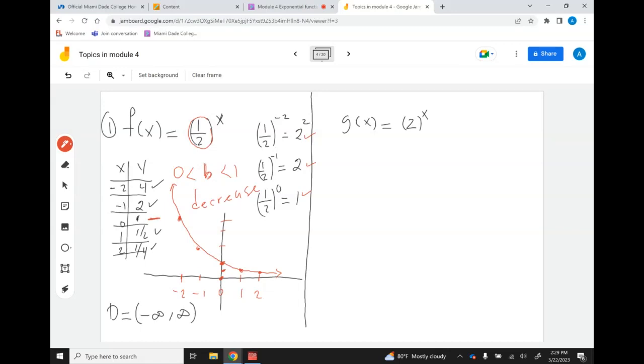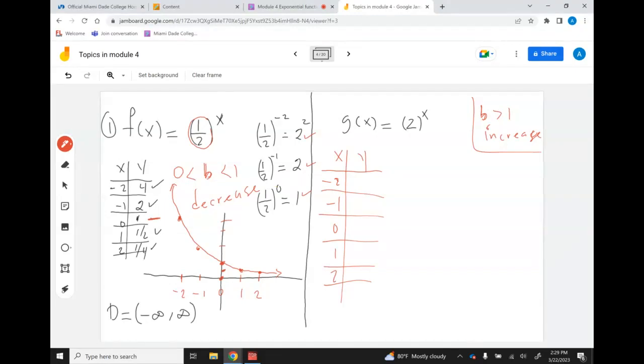All right, let's do g of x. Now this time the base is 2. And I can tell you as a general statement that when the base is greater than 1, in this case 2 is greater than 1, the function will increase. Okay, it will increase. But let's do the table anyway. So we're going to do this little table here as usual. And you know that I'm going to pick -2, -1, 0, 1, and 2.